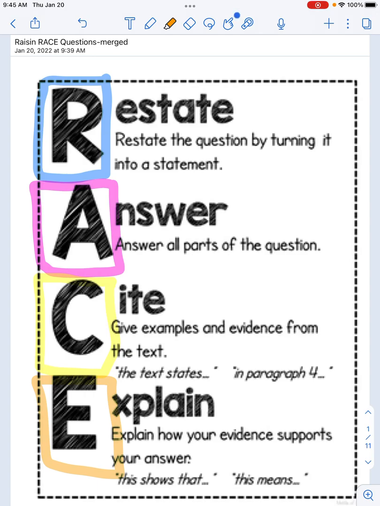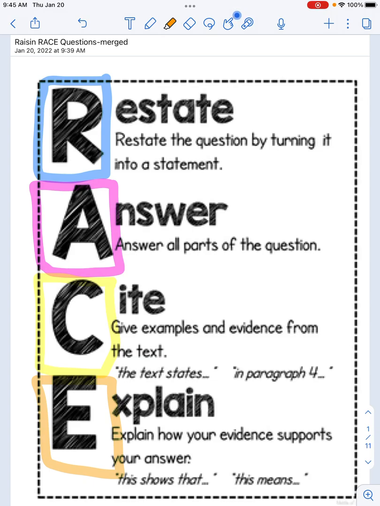So just as a quick review, RACE stands for restate. That's the R. When I say restate, it means that we're restating the question by turning it into a statement. So if I ask you, what month were you born in? You would say, the month I was born in was, and then it moves on to A. A is answer, so where you're answering the question. The month I was born in was February. February would be your answer there.